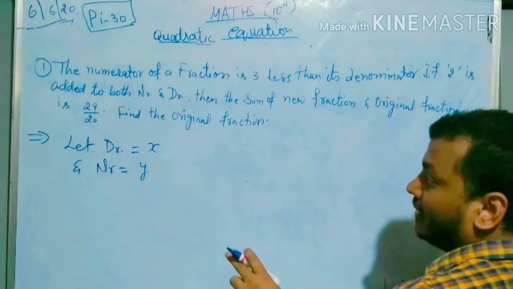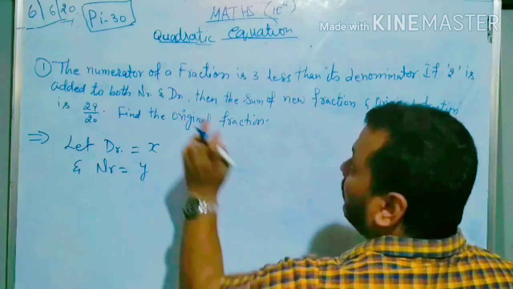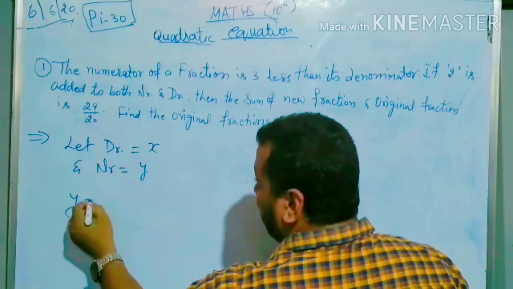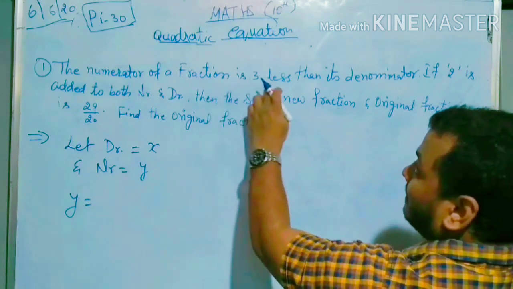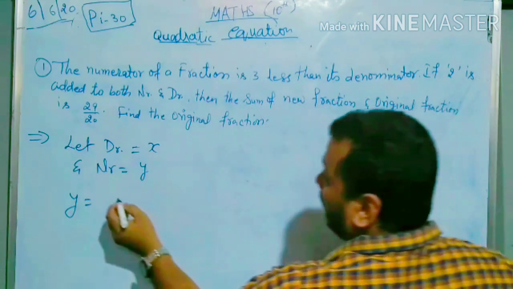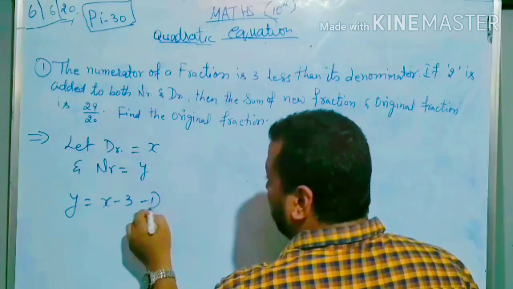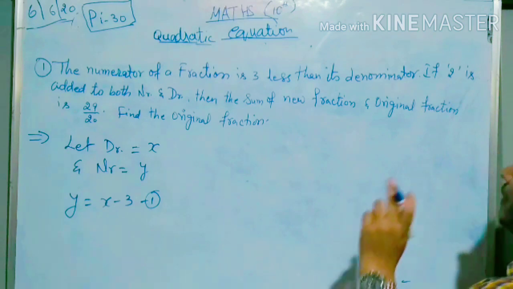So denominator is equal to x, numerator is equal to y. Now they are saying the numerator of the fraction number. So means what? Y is nothing but the fraction is 3 less than the denominator, means x minus 3. This is your first equation. Just keep in mind.